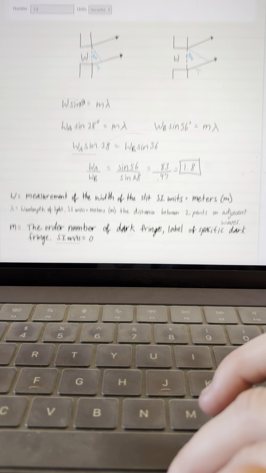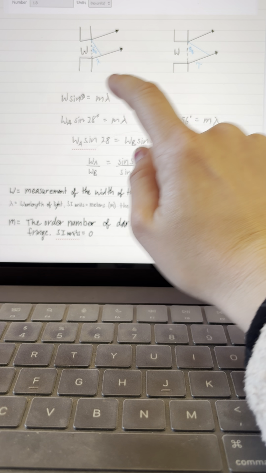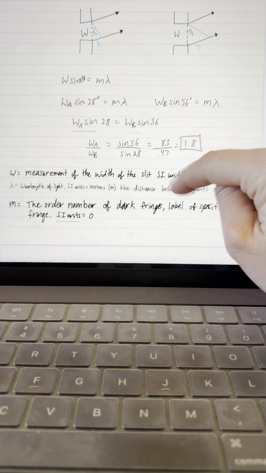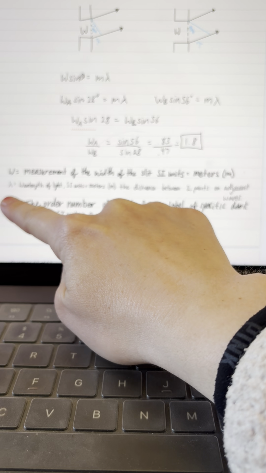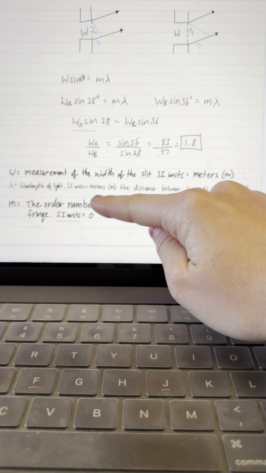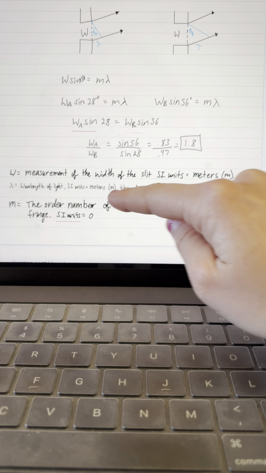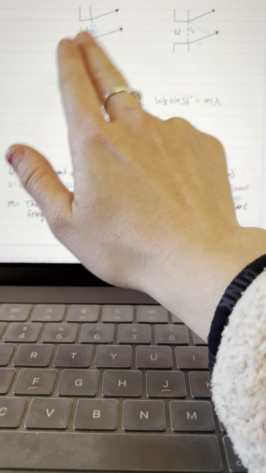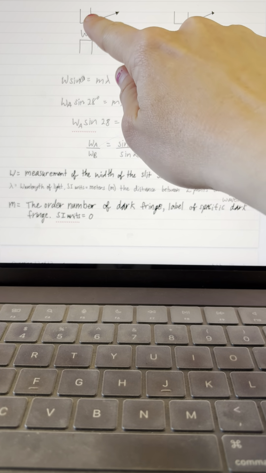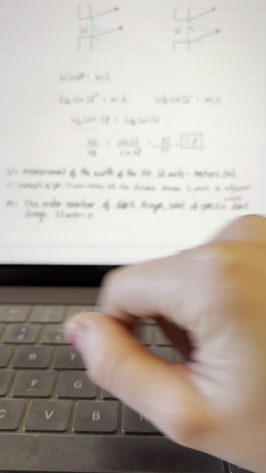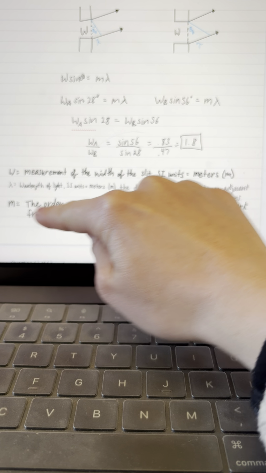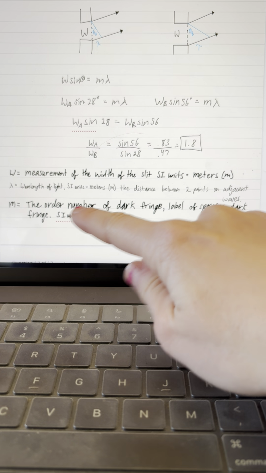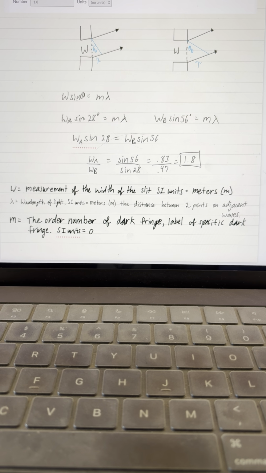So first of all, we can go over this equation that I used for this problem. W is a measurement of the width of the slit, and its SI unit is meters, which is just m. And then this is the wavelength of light. Its SI unit is also meters, just m. The wavelength is the distance between two points on adjacent waves. And then m is the order number of the dark fringe, the label of a specific dark fringe. Its SI unit is 0 because it's just describing which dark fringe we're on.